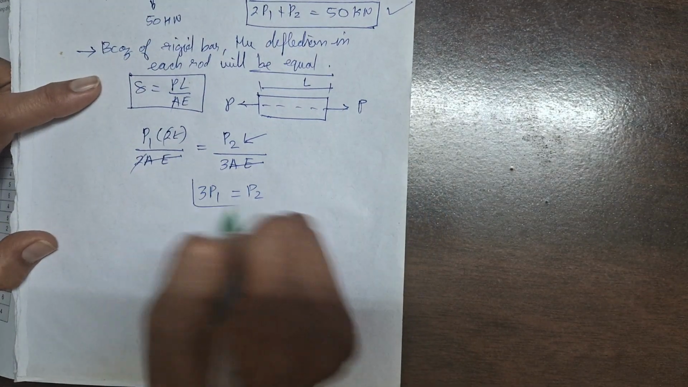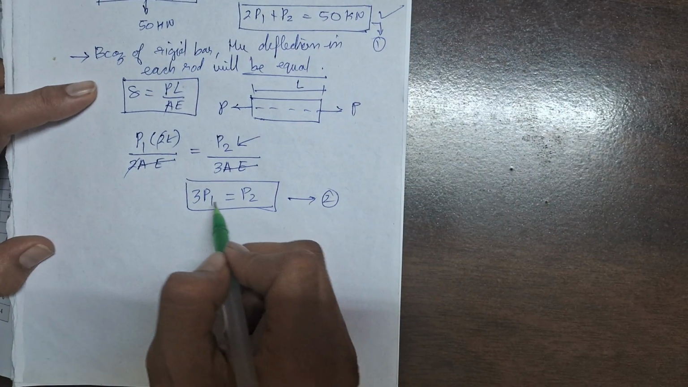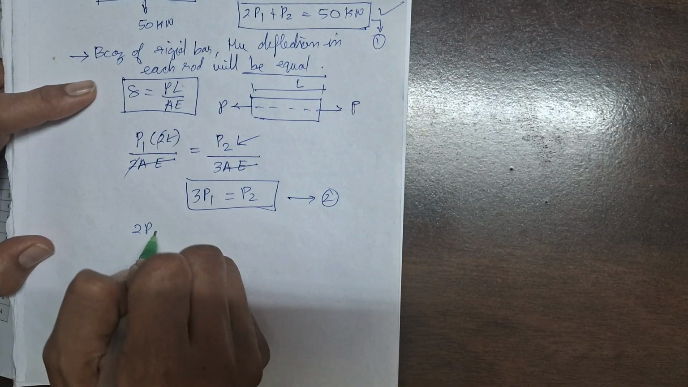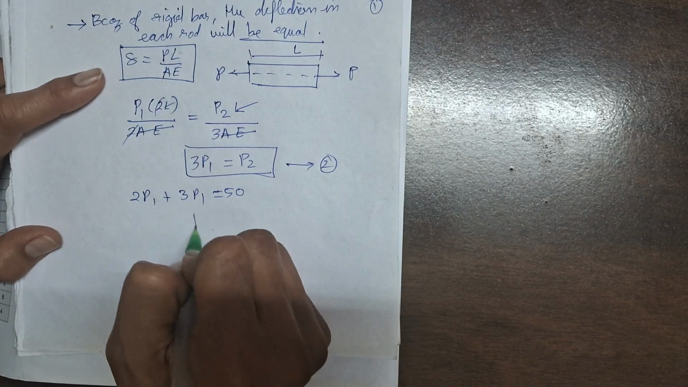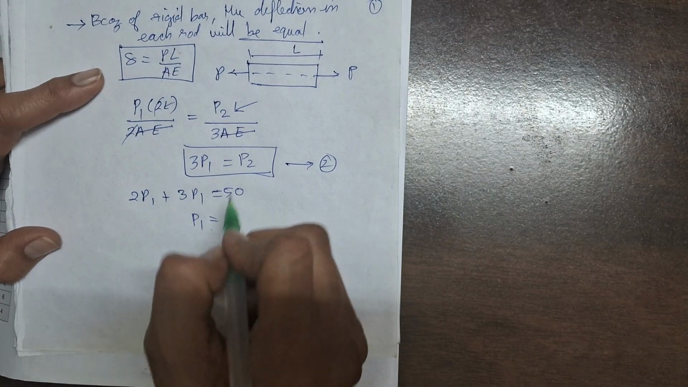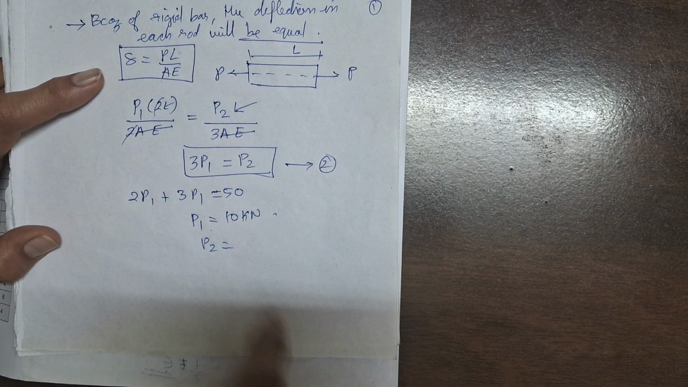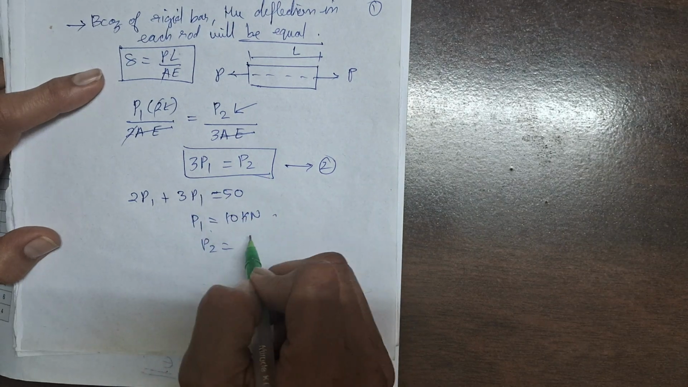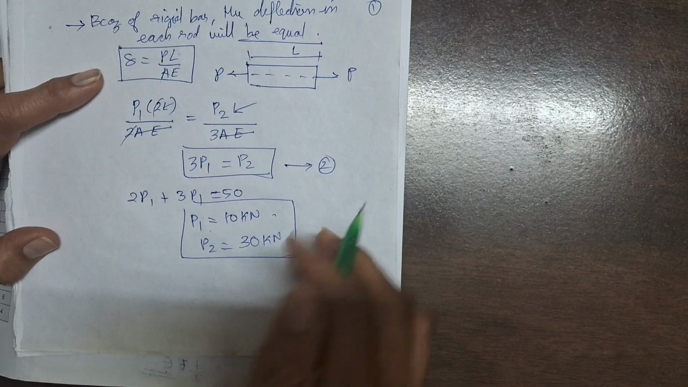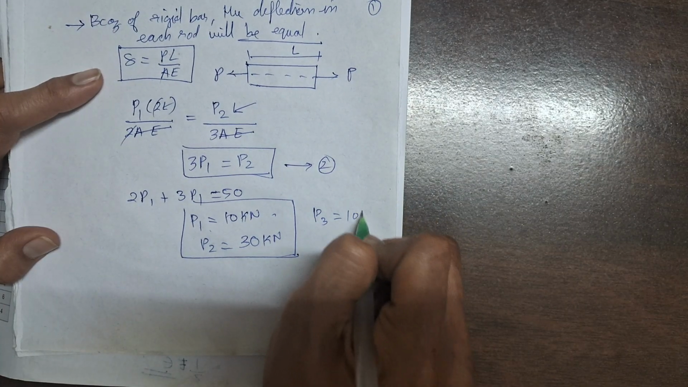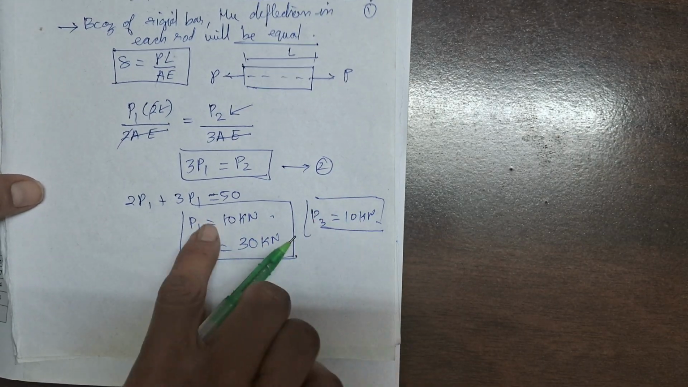Now just substitute this equation number 2 in equation number 1. So it will be 2P1 plus 3P1 is equal to 50. So basically 5P1 is 50, so P1 is equal to 10 kilonewton, and P2 you will get 3 into 10, 30 kilonewton. And we know that P3 is also 10 kilonewton, because P1 and P3 are equal. So we have got all the values P1, P2 and P3.